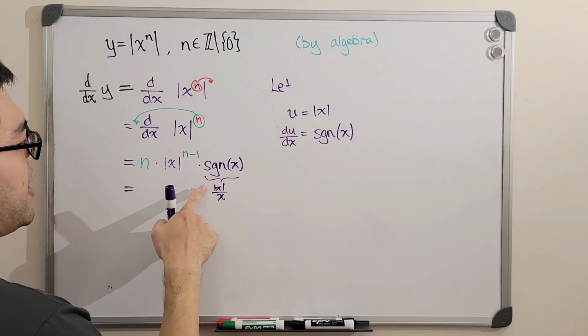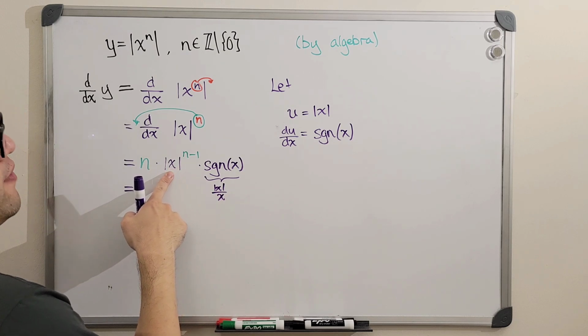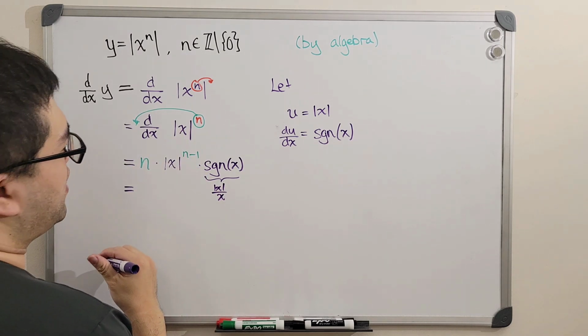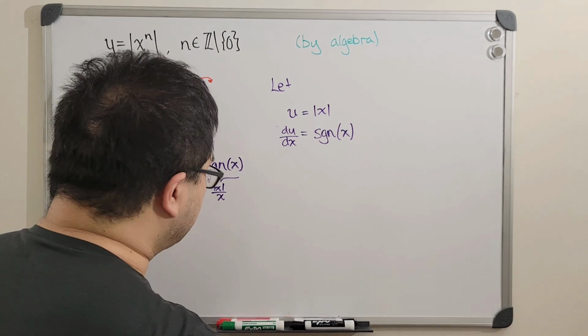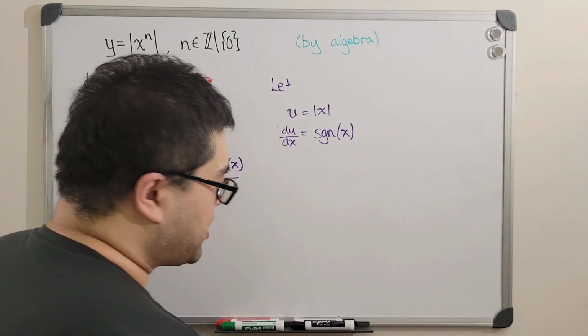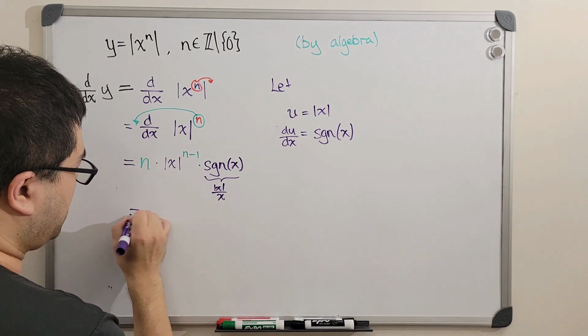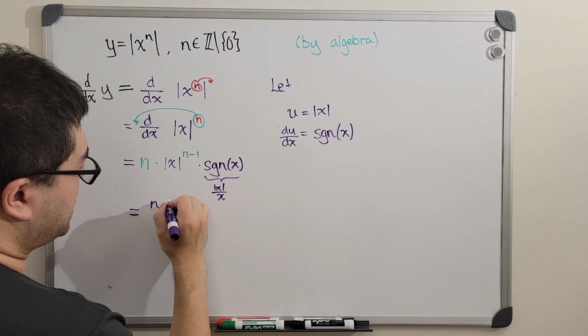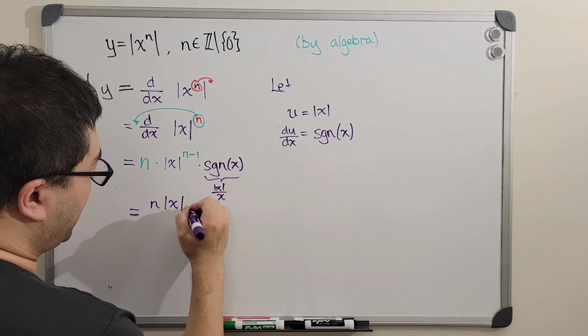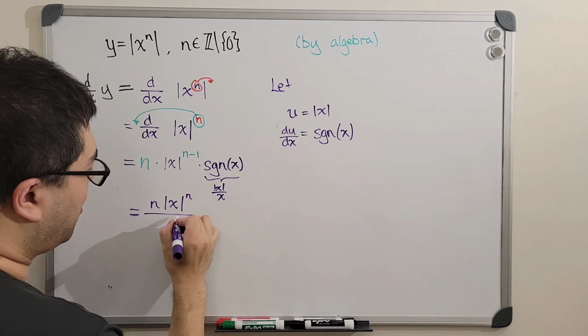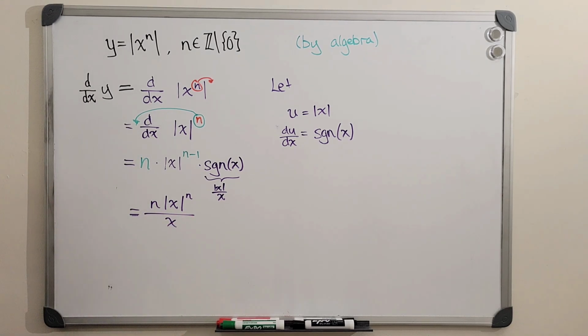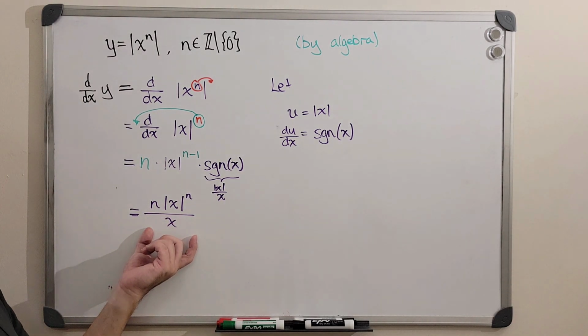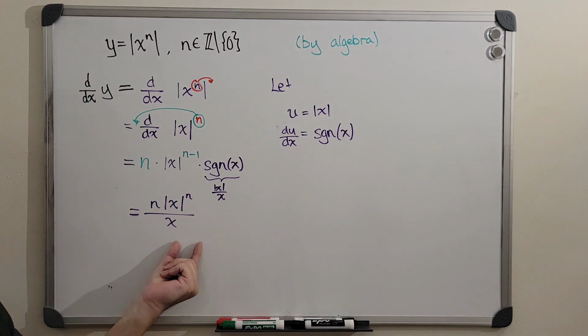Then we can combine the absolute value of x with the absolute value of x to the n minus first power, so that we get the expression n times the absolute value of x to the n power all over x. And again, we ignore the case when x is equal to 0, right?